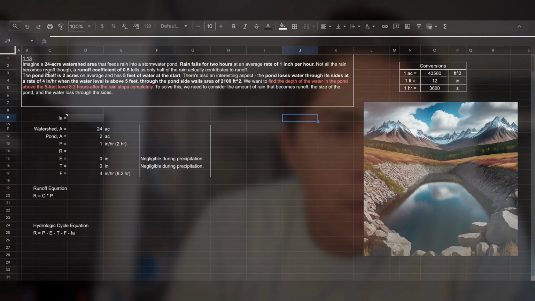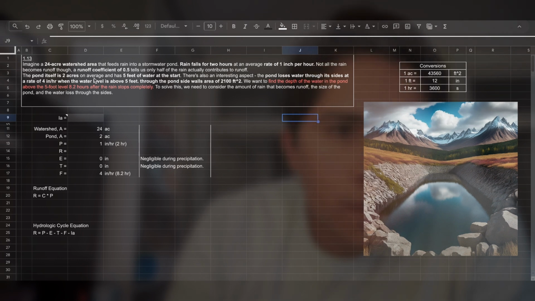So we have a 24-acre watershed area that feeds rain into a stormwater pond. Rain falls for 2 hours at an average rate of 1 inch per hour. Not all the rain becomes runoff though. A runoff coefficient of 0.5 tells us only half of the rain actually contributes to runoff. The pond itself is 2 acres on average and has 5 feet of water at the start. So let's say this area is 2 acres and the depth of this water here is 5 feet.